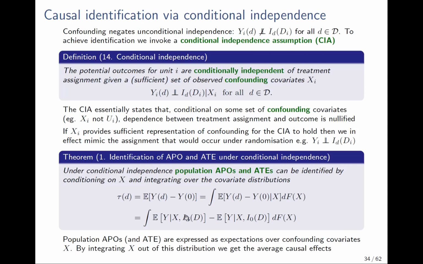We then use the conditional independence assumption and SUTVA, the stable unit treatment value assumption, to first condition on assignment and to replace the potential outcomes with the actual outcomes, and we have identification given this expression here because we're now dealing with data that can be observed. And this gives us our expression for the average treatment effect here. So population average potential outcomes and therefore average treatment effects are expressed as expectations over the confounding covariates x. By integrating out of that distribution, we get the average causal effect.